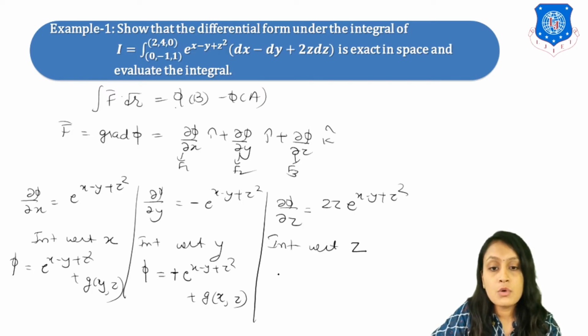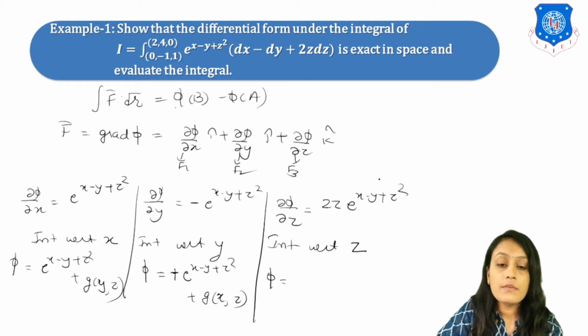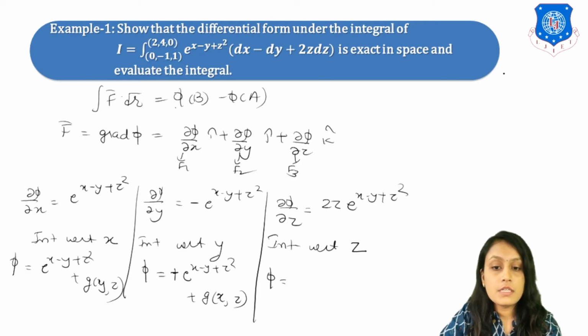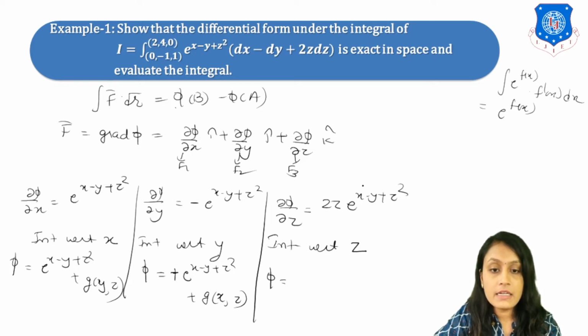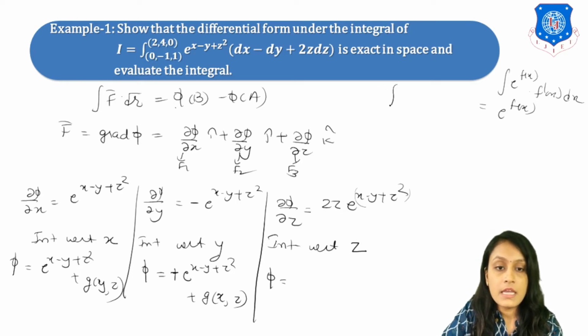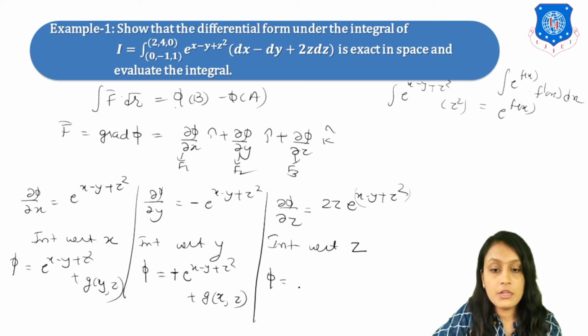And now we have to integrate with respect to z. To integrate this, we will use the formula: integration of e raised to f(x) into f dash x dx is equal to e raised to f(x). Its derivative with respect to z is 2z, so the derivative is present over here. The derivative of z square is present, so the answer is e raised to x minus y plus z square plus some function of x and y.